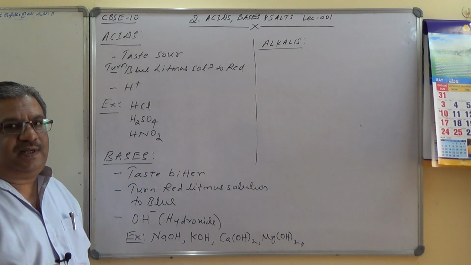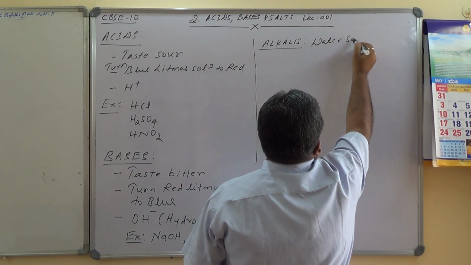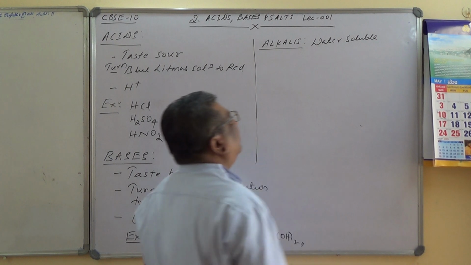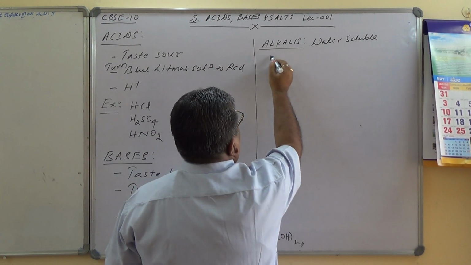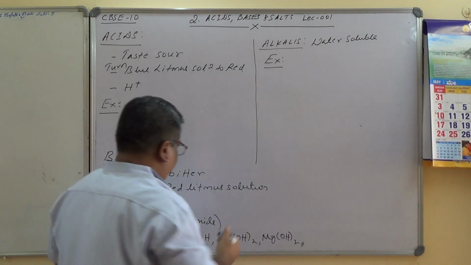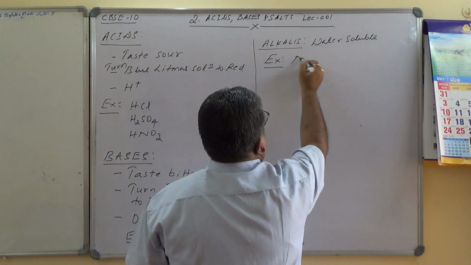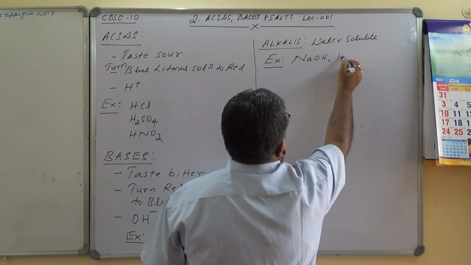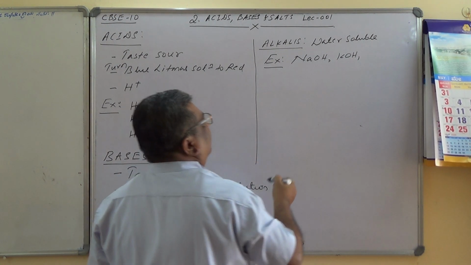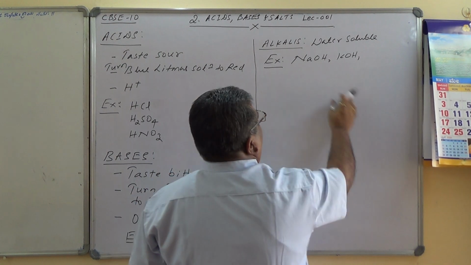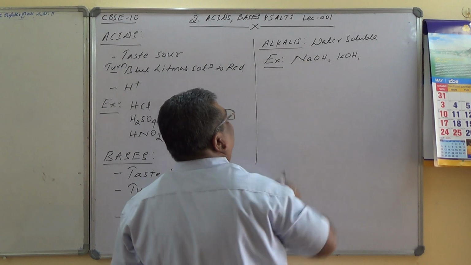Water soluble bases are called alkalis. These are basically water soluble. Which are the water soluble bases? Example, whichever I have listed over here: sodium hydroxide, potassium hydroxide, etc. All these are water soluble bases and called alkalis.